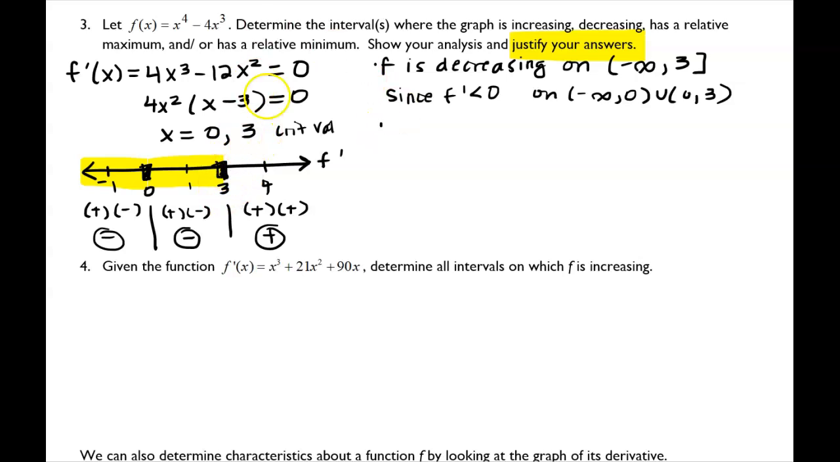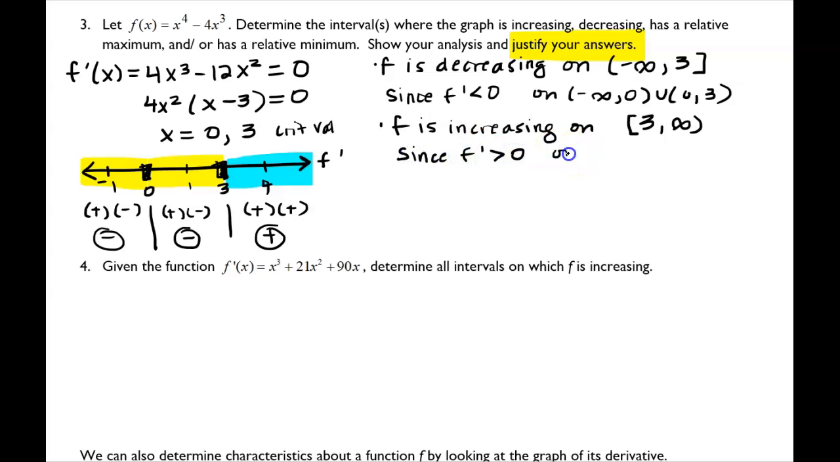Same idea for increasing, that's from 3 to infinity. So I accidentally wrote parentheses there. You could write this as parentheses if you want, or you can use a bracket. And this is what I was saying before. Either of those would work on the AP test and on our test. Our justification is since f prime is greater than 0 on the open interval 3 to infinity.